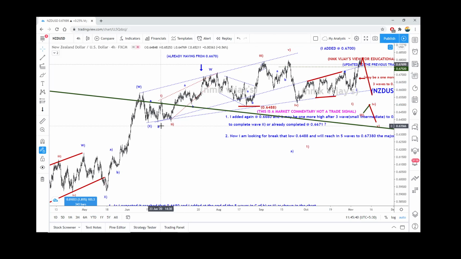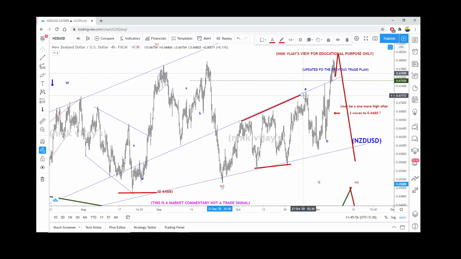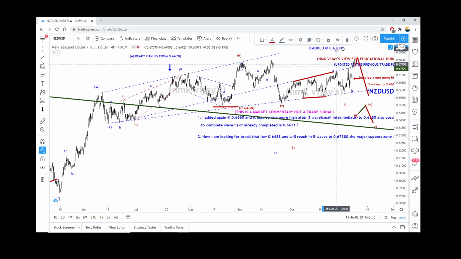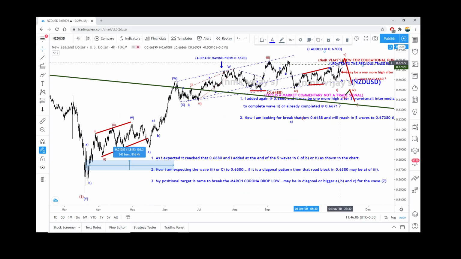So far, this Y wave is an expanding ending diagonal. So ABC is a 1, ABC is a 2, ABC is a W, X, ABC is the end of the third, and this whole thing becomes the 4th wave, and this A, B is a running flat, and then we are on the C wave to complete that 5th wave. So there are no more alternative views here.